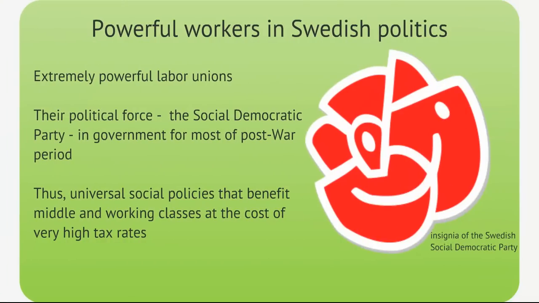Sweden provides such extensive social policy because of extremely powerful labor unions. The party supported by these unions, the Social Democratic Party, has been in power for the majority of the time since World War II. It has put in place social policies featuring universal entitlement so that everyone in society enjoys benefits such as free healthcare and education and a guaranteed basic level of sustenance.